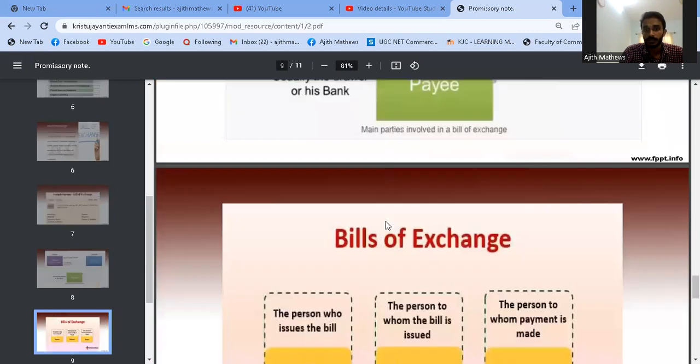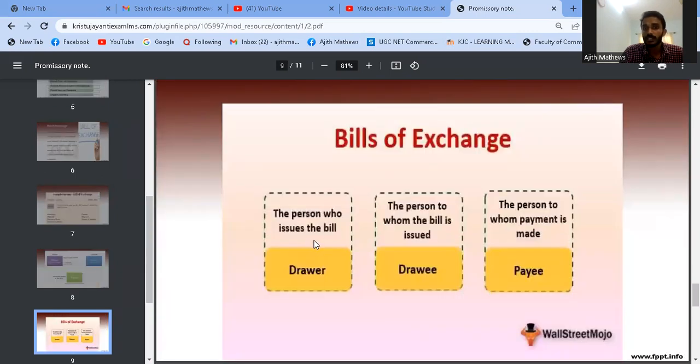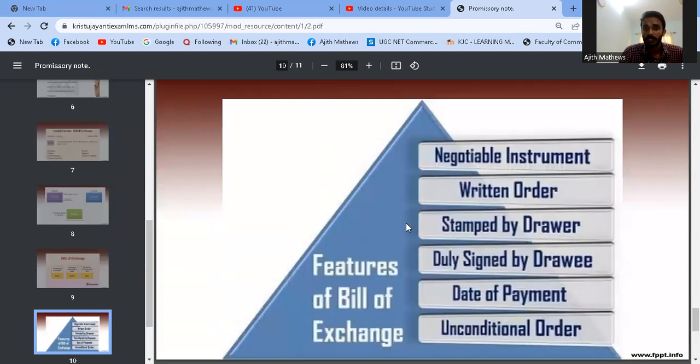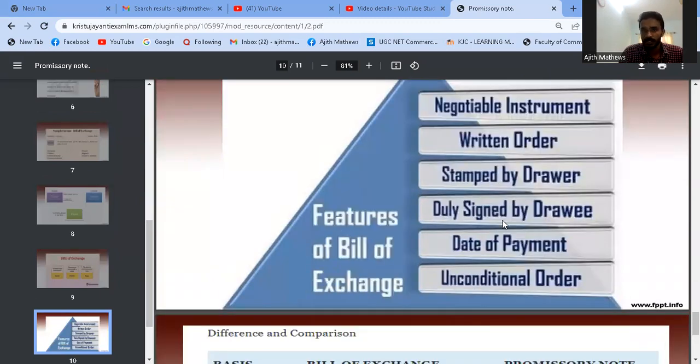Okay. So the person who issues the bill is known as drawer. So who is the drawer in the case of bill of exchange? It is the creditor. The person to whom the bill is issued is known as drawee. So who is the drawee in the case of bill of exchange? It is the debtor. The person to whom the payment is made is known as payee in the case of bill of exchange. Sometimes it may be a bank or maybe the third beneficiary, which is already suggested by the drawer. Okay. And features of bill of exchange, it is a negotiable instrument.